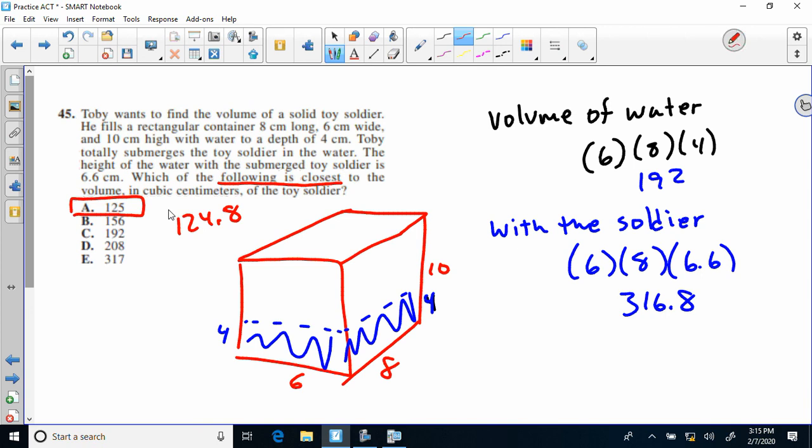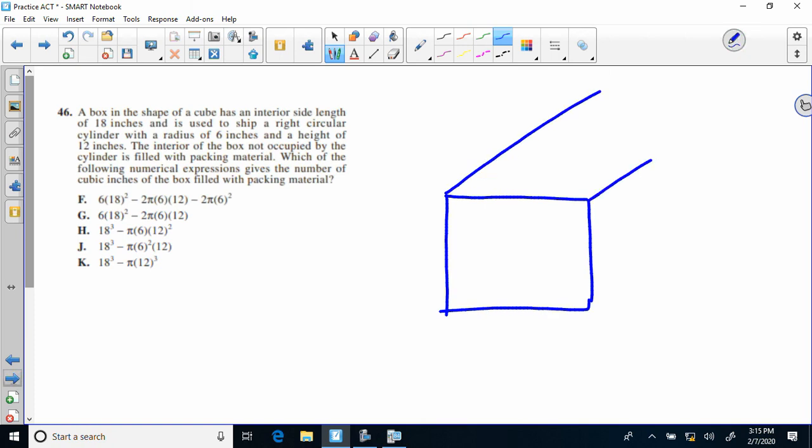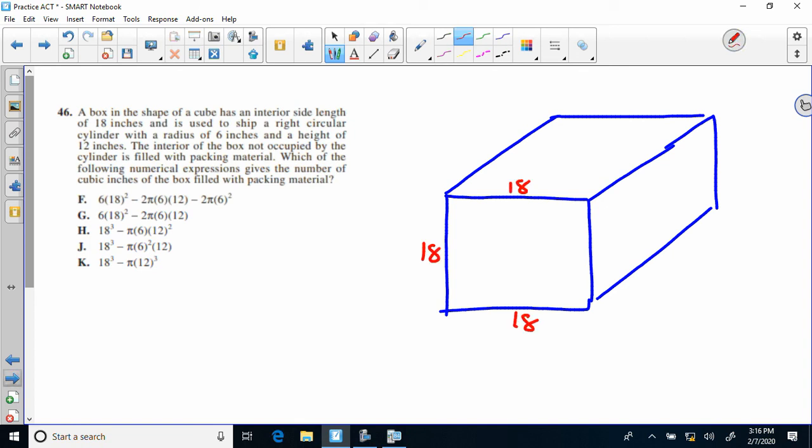Number 46. It says a box is in the shape of a cube. So we're going to have some kind of cube here. Pretend I can draw a square, because that's what a cube is. It has to be square. Not a rectangular prism. It should be a cube. A box in the shape of a cube has an interior side length of 18 inches. Now remember, a cube is a perfect square, so it's length times width times height. Everything is 18 everywhere, just like a Rubik's Cube.